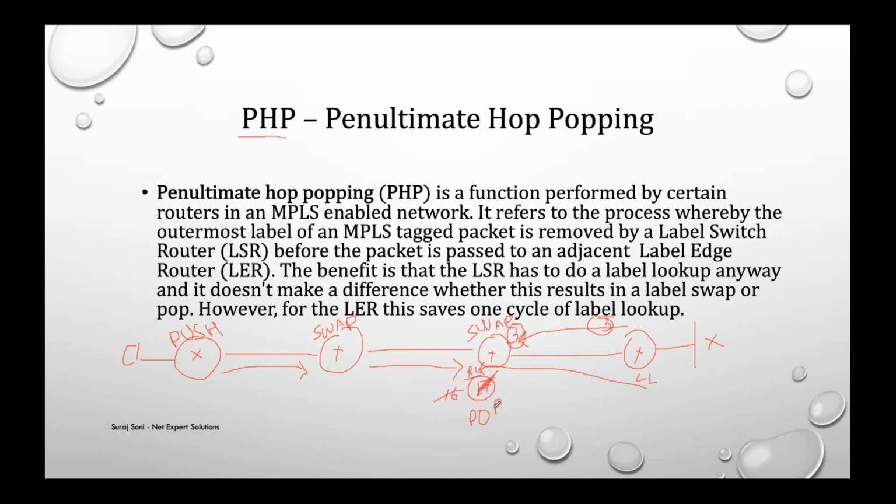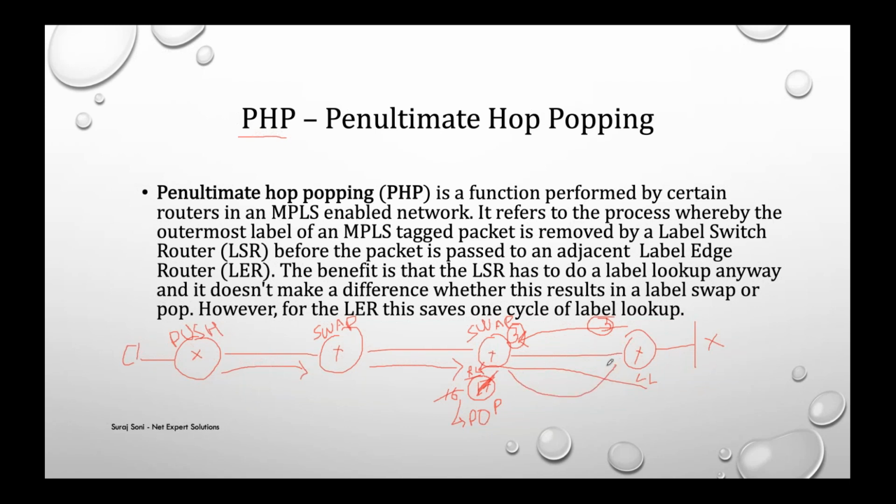I will use pop. So when 16 comes, I will do the swap operation, but instead of swapping with a specific label, I will swap with the pop operation. Okay, I will put a pop label, pop tag, in the label field and send it across.